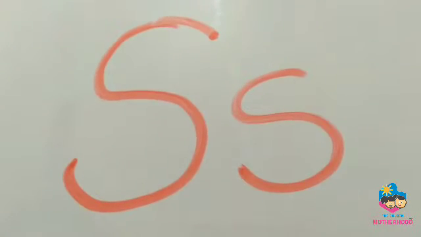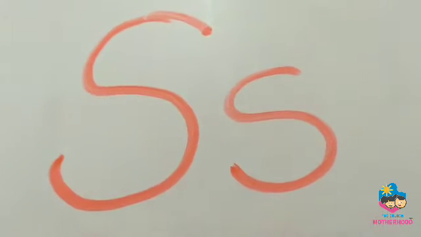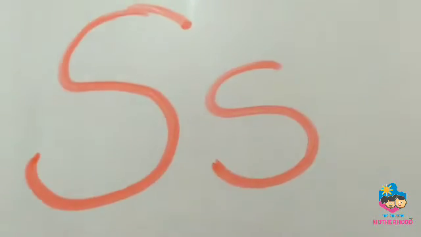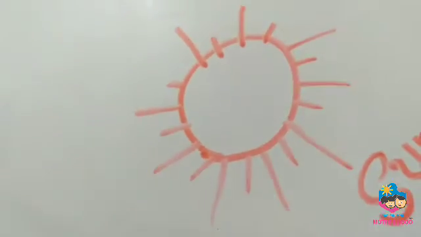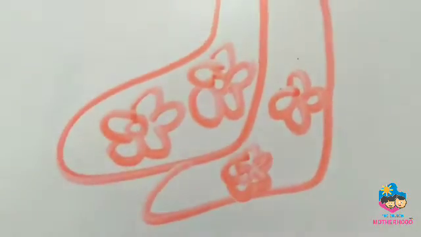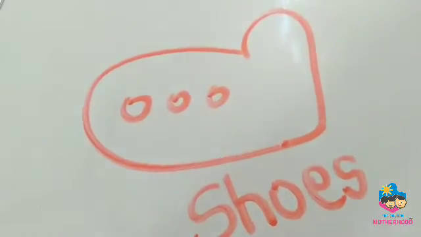Letter S, capital and small s are looking the same. S for star, S for sun, S for socks, S for shoes.